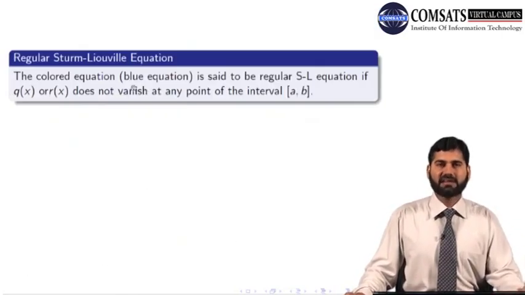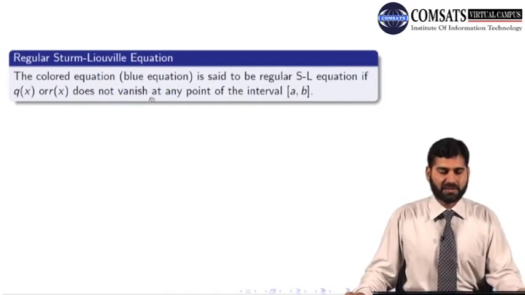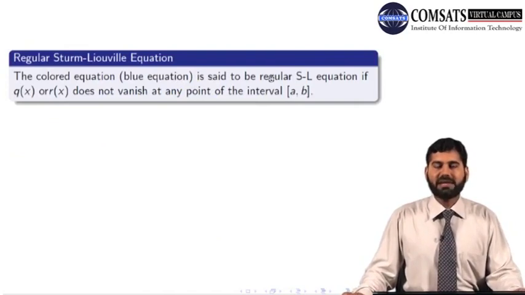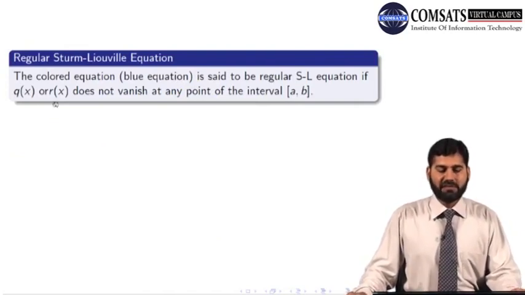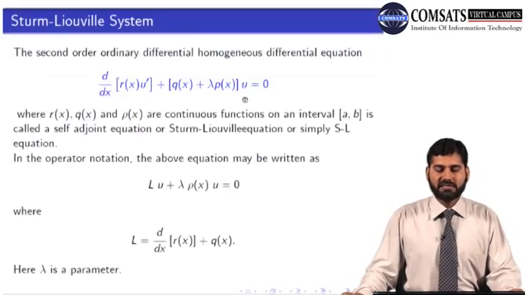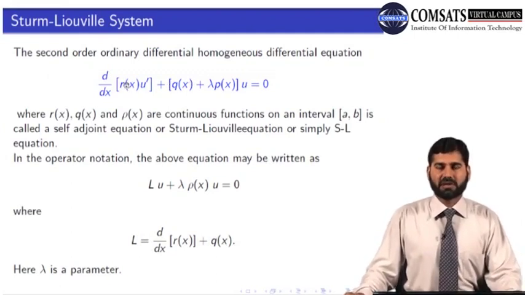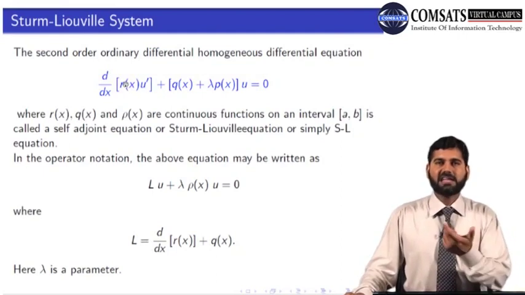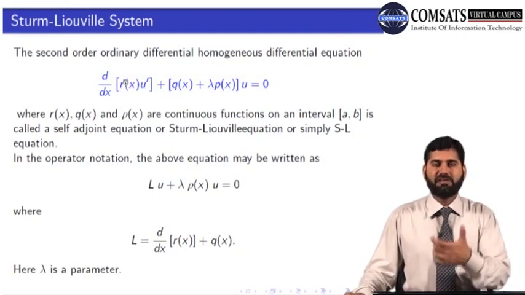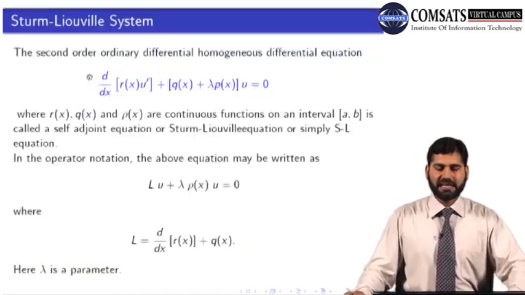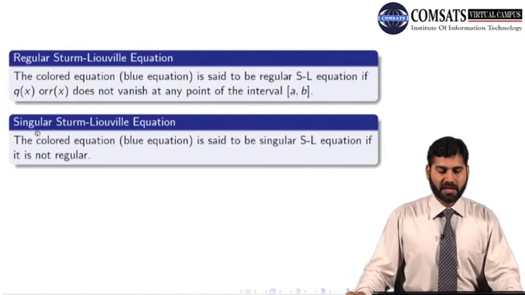Then we have a regular SL equation. What is regularity in this equation? The blue equation is said to be a regular SL equation if q(x) or r(x) does not vanish at any point of the interval. It means that q(x) and r(x) will never be 0 throughout this interval. There is no point x between a and b where q(x) or r(x) becomes 0. Then it is called a regular SL problem.